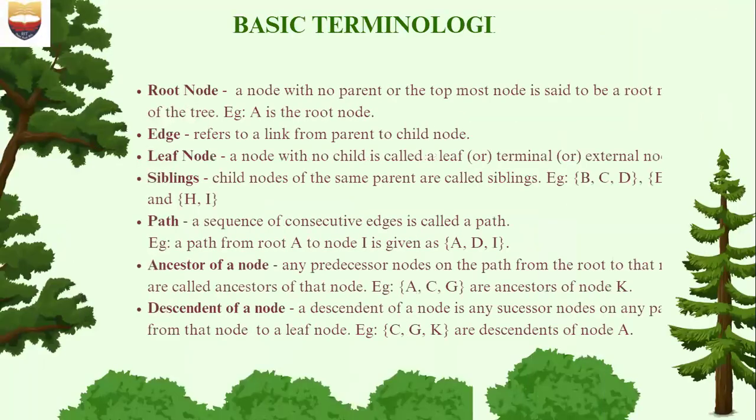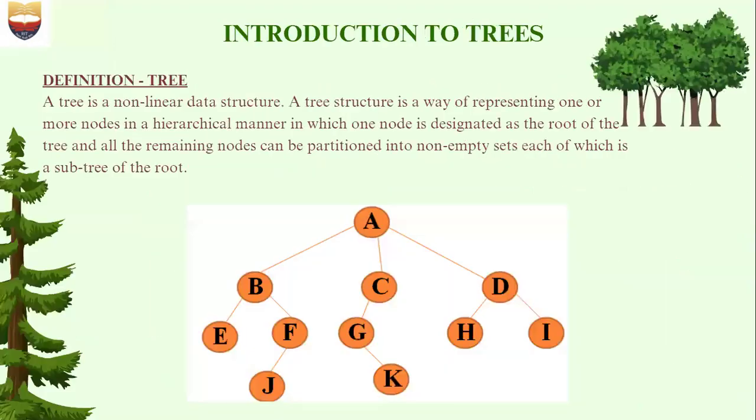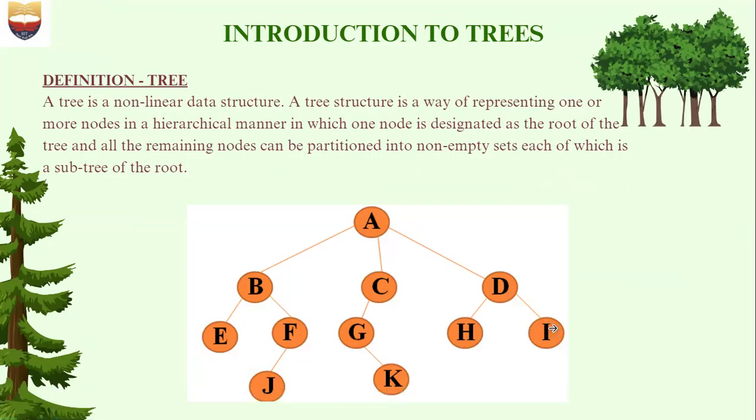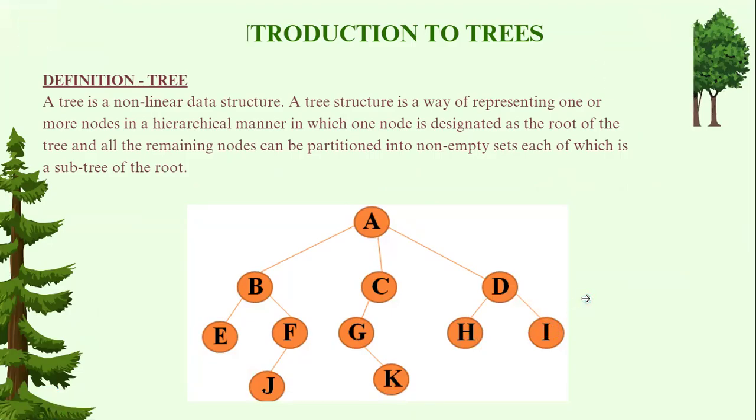Next term is leaf node. A leaf node is a node with no children, right? Therefore, a node with no children is called a leaf node. The other names of leaf node are terminal node or external node. Example, in our picture, the leaf nodes are E, J, K, H, I. These are leaf nodes because they don't have any children to it.